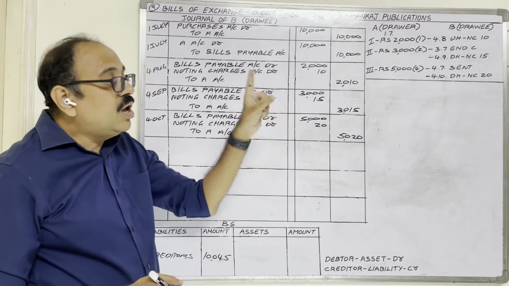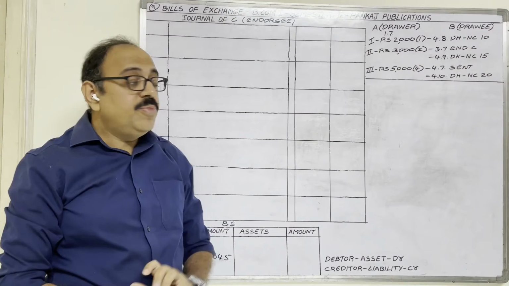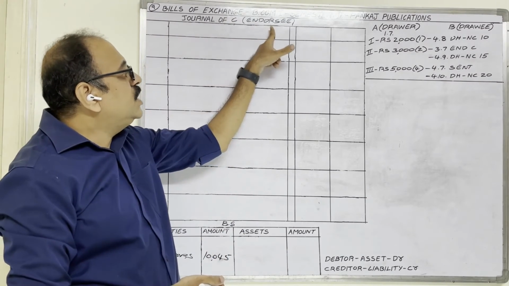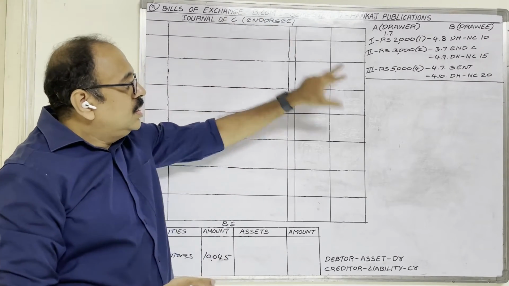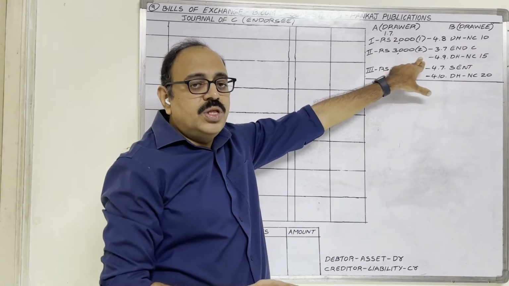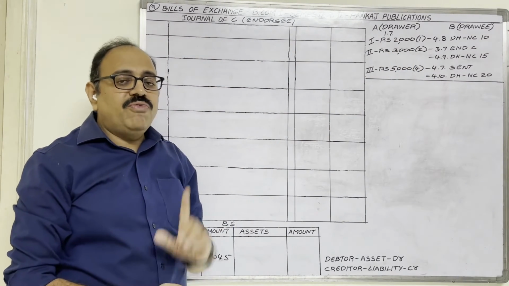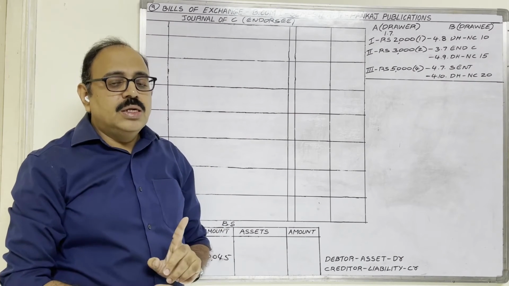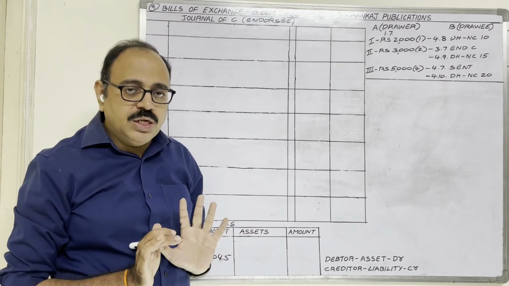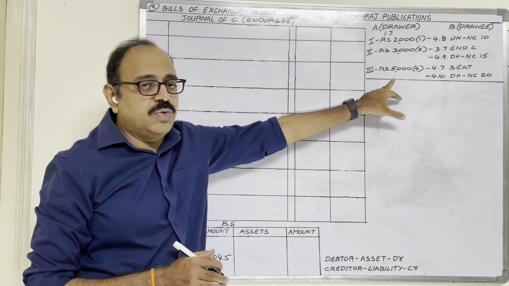Finally come to journal of C, endorsee. Now come to journal of C. Mention that he is an endorsee. Second bill is endorsed now. Therefore, second bill related entries only we should pass. So first bill and third bill, C is not concerned with these two bills. Forget about these two bills now.